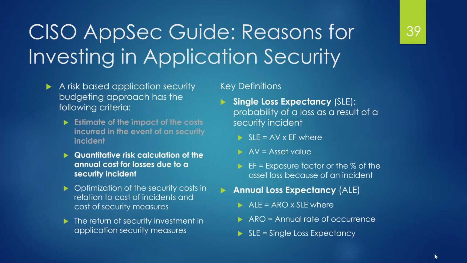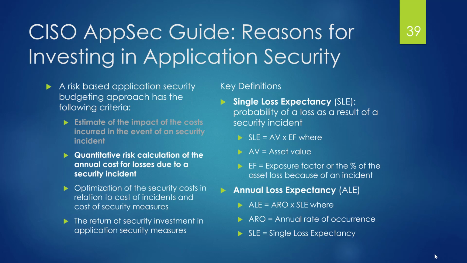The problem is calculating AV and EF is hard. The asset value sometimes is a little bit easier, but again, you're calculating the value of data, which is again hard. And then what you would like to be able to do is take that SLE, the single loss expectancy, roll it into a second formula, your annual loss expectancy, your ALE, where ALE is that SLE times the annual rate of occurrence. How often do we expect this single loss to occur?